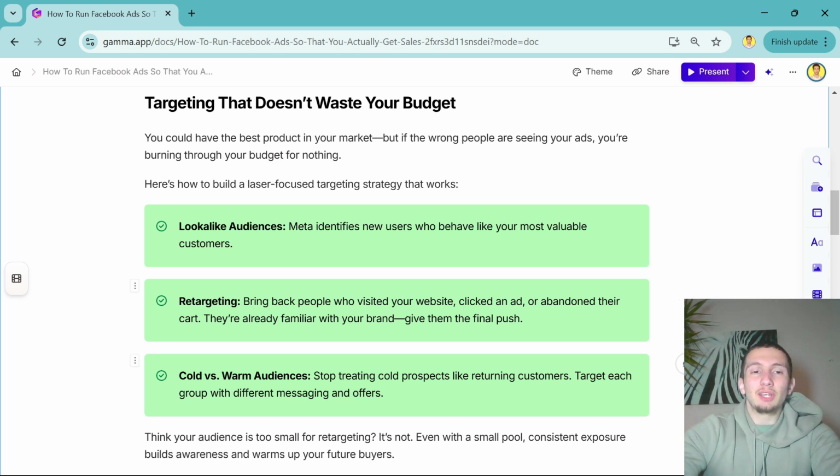The third thing, cold versus warm audiences. This also links into market sophistication and awareness. You need to stop treating cold prospects and cold audiences like returning customers, because they're not. Target each group with different messaging and offers. You're not going to talk to someone who's already given you money the same way you would talk to someone who hasn't given you money yet. Do you understand? Now, even with a small pool, consistent exposure builds awareness and warms up the future buyers.